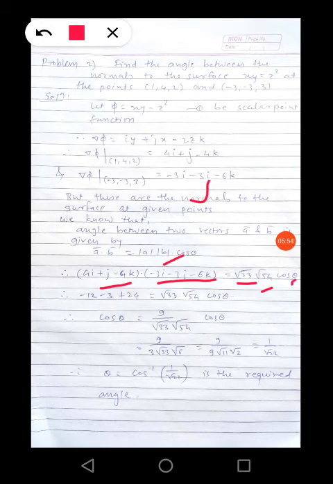So the dot product of the two vectors is 4 into minus 3, minus 12, plus 1 into minus 3, minus 3, minus 4 into minus 6 is plus 24, that will be 9, equal to under root 33 under root 54 into cos theta. Now transfer this cos theta to the LHS. Sorry, I have written it mistakenly here. So cos theta is equal to 9 divided by under root 33 into under root 54.